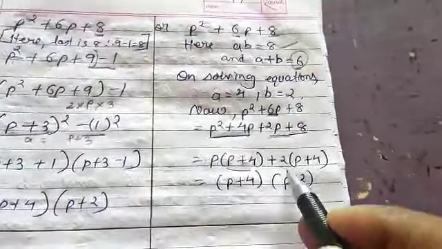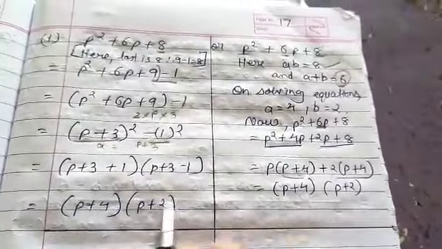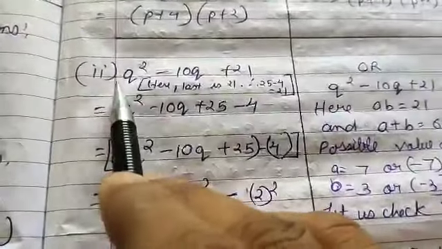Now both the brackets have a common term, that is P plus 4. Write it down in one bracket and P plus 2 in another bracket. So see, from both methods we got the same value. Let's see the next sum.